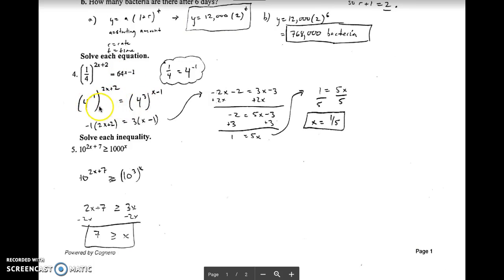Once the bases match, you're just looking at the exponent. So we have negative 1 times the 2x plus 2, and we have 3 times the x minus 1. We're going to distribute that, move our x's so they're all on one side, move our numbers so they're all on the opposite side. This is just algebra 1 stuff now. Solving for x, we get 1 over 5.